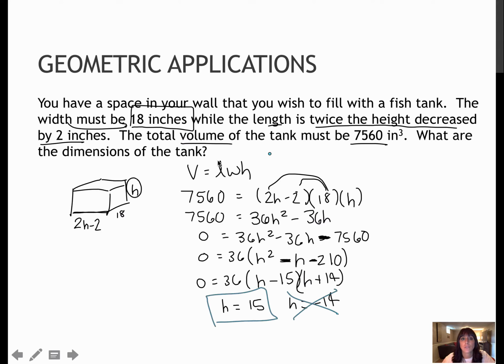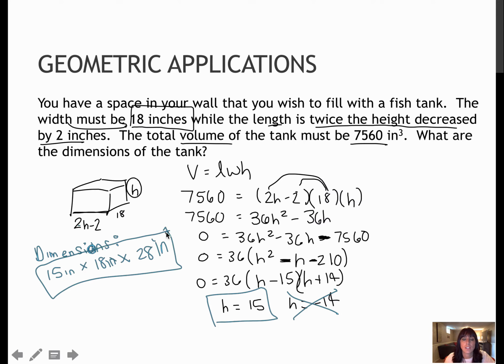However, this asks for the dimensions of the tank. The dimensions of the tank would be h, which is 15 inches, by 18 inches, by 2h minus 2. So if h is 15, that's 2 times 15, which is 30, minus 2, or 28 inches. So those are the dimensions of the tank.